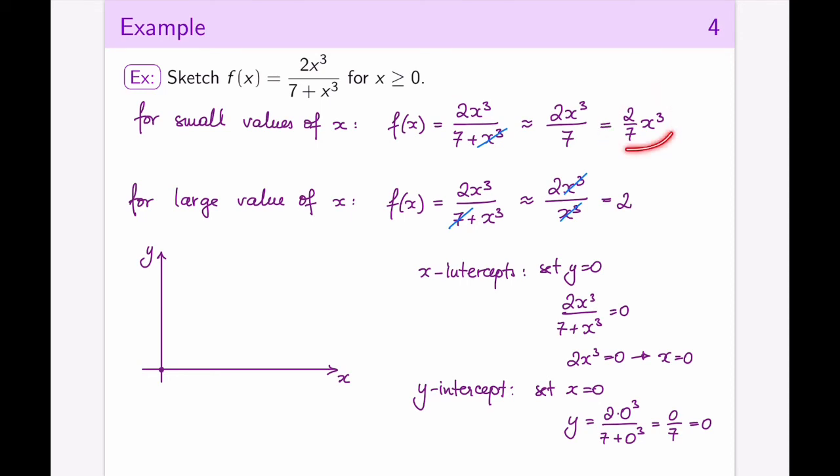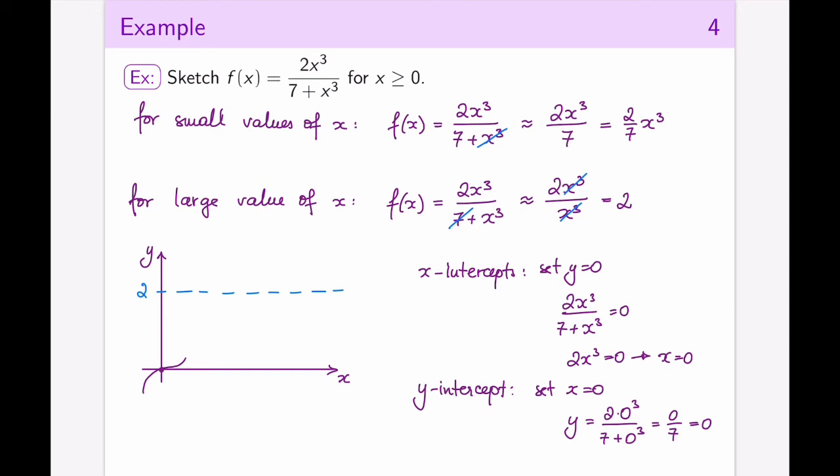For small values of x, my graph looks like a positive cubic function. So what I have is a snaky behavior near the origin. For large values of x, it looks like a constant 2. Note that this corresponds to y values. y equals 2 is a horizontal line at 2. So I have myself a horizontal asymptote here, and my graph will approach that asymptote.